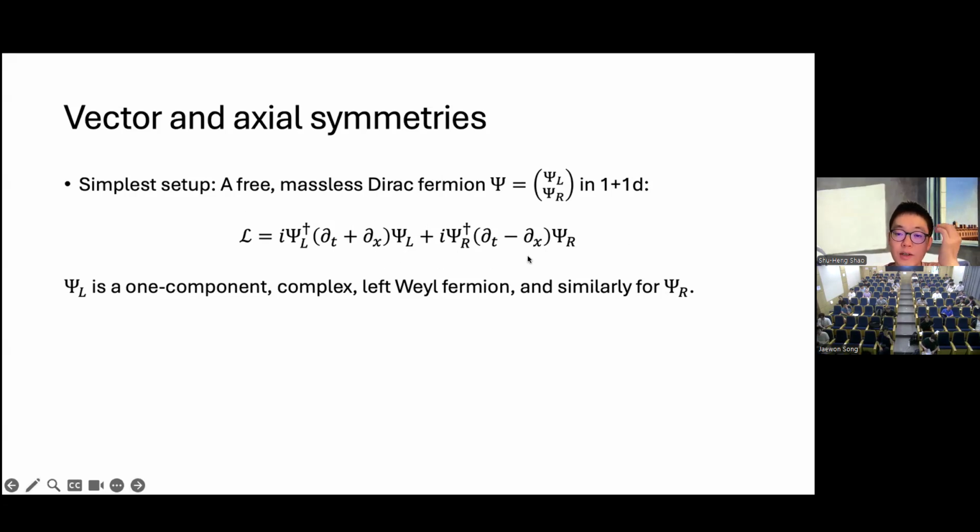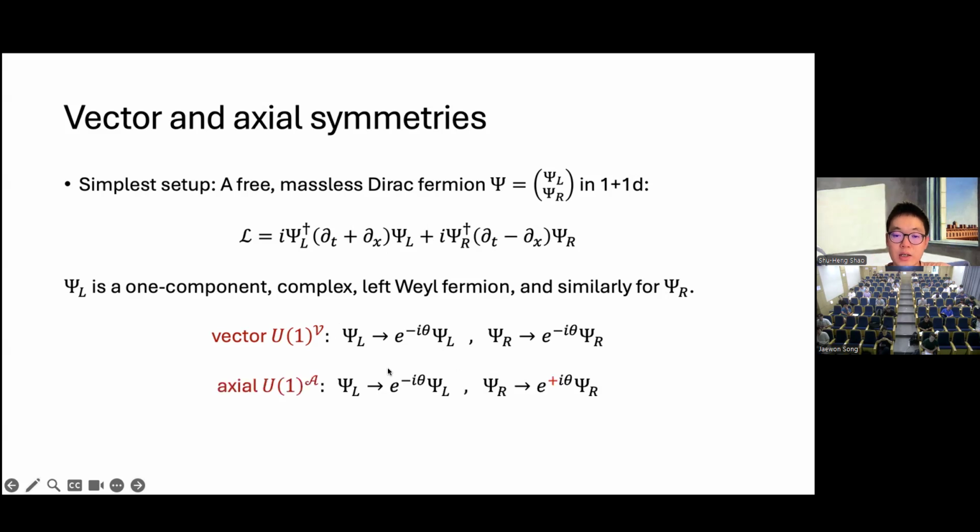The left mover and the right mover don't talk to each other. There's no interaction, no mass so far. Okay. Now, what are the symmetries of this model? Obviously, there's a vector U(1) symmetry that rotates both the left movers and the right movers by the same phase. There's also an axial U(1) symmetry where you rotate the left mover and the right mover by the opposite phase. So the relative sign difference between these two is crucial.